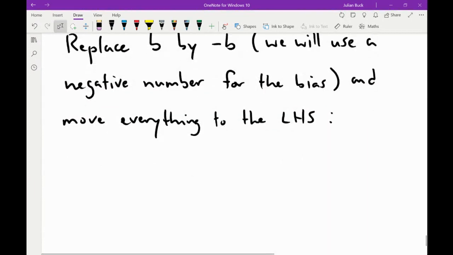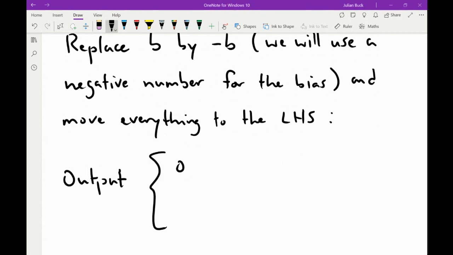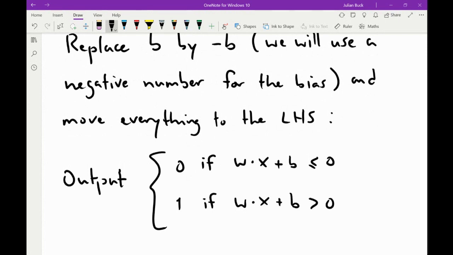So now the formula for the output is going to look like this. It's going to equal 0 if w dot x, the net input, plus the bias is less than or equal to 0. And it's going to equal 1 if w dot x plus the bias is greater than 0.